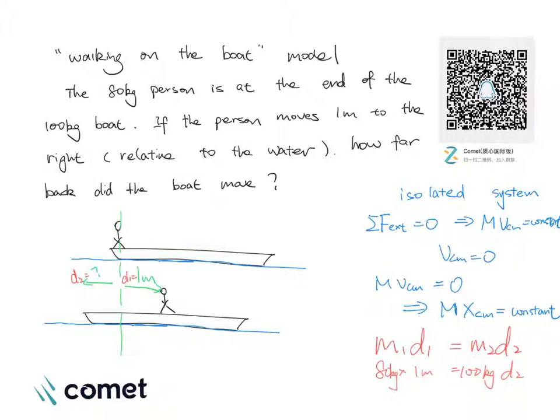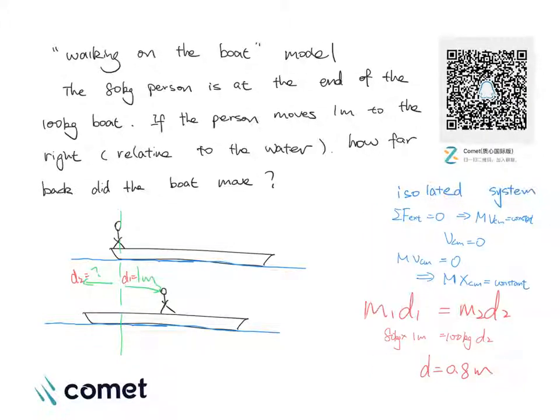Then we got the result that the distance the boat went is 0.8 meters. Of course, it points to the left, but it won't be shown in the calculation. Does it make sense? We know the boat has greater mass than the person, then the boat must have less distance to keep the center of mass at the spot, so it makes sense.